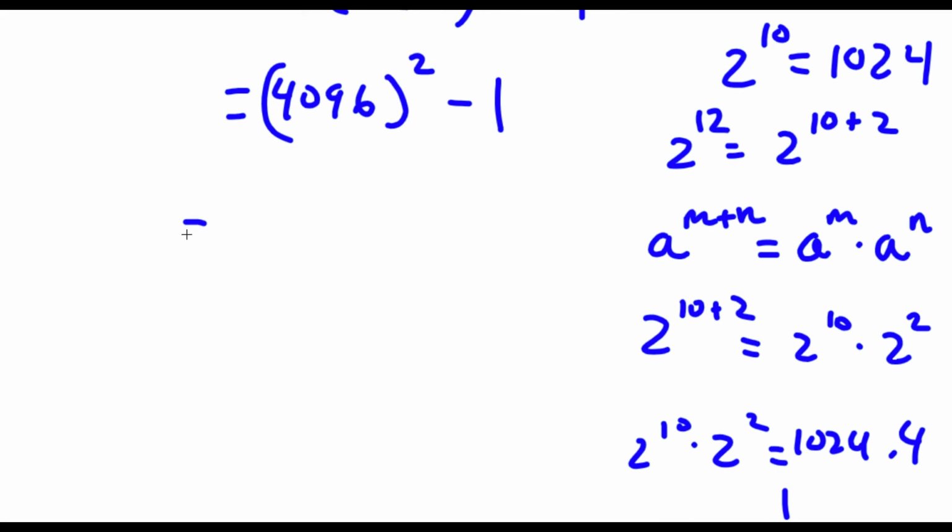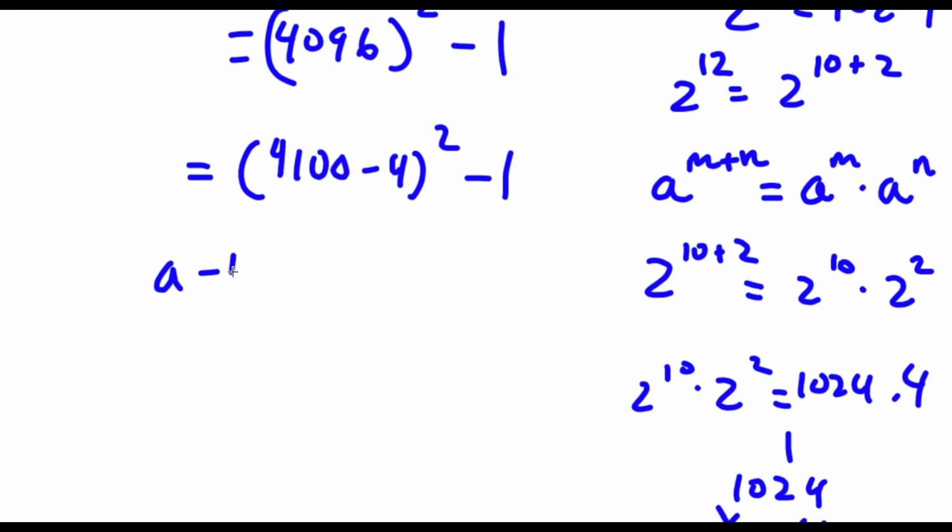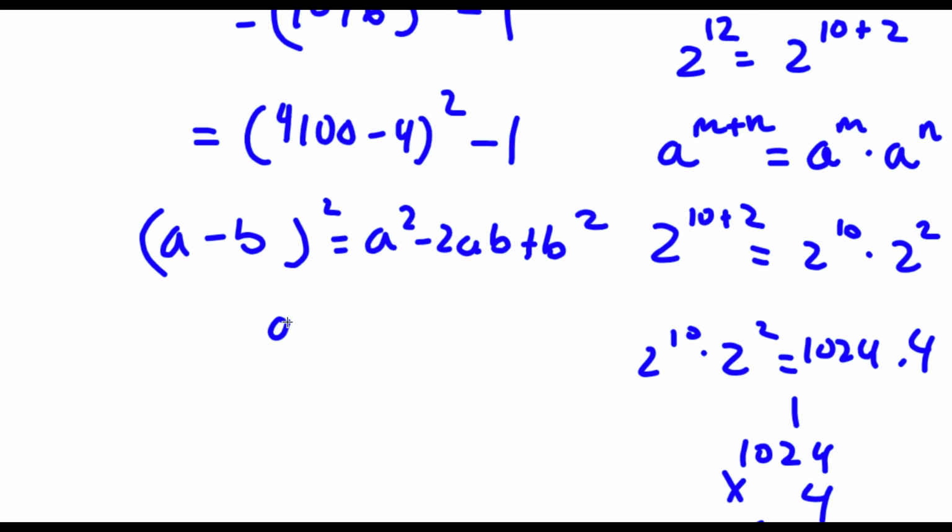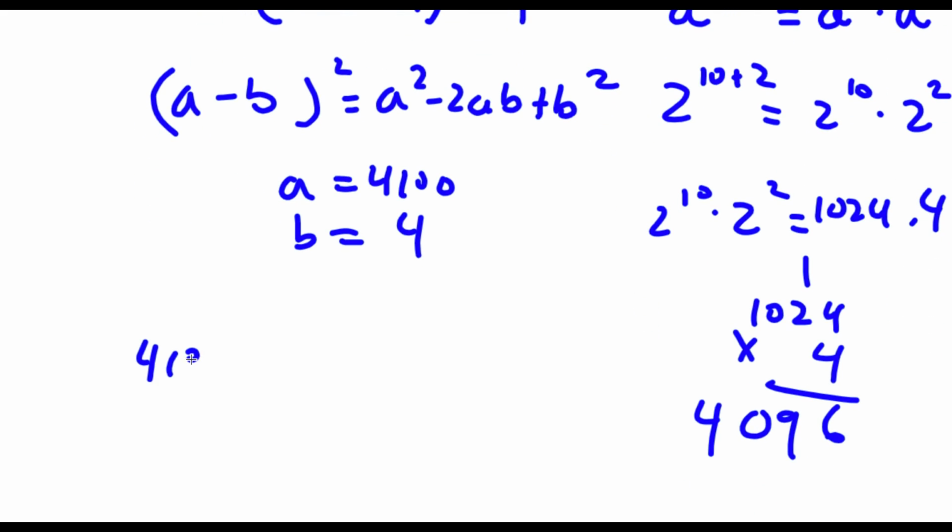Now 4096 we can rewrite as 4100 minus 4 squared minus 1. And now if I have something in the form a minus b squared, this is the same thing as a squared minus 2ab plus b squared. So in this case, a is equal to 4100 and b is equal to 4. So now I have 4100 squared minus 2 times 4100 times 4 plus 4 squared.